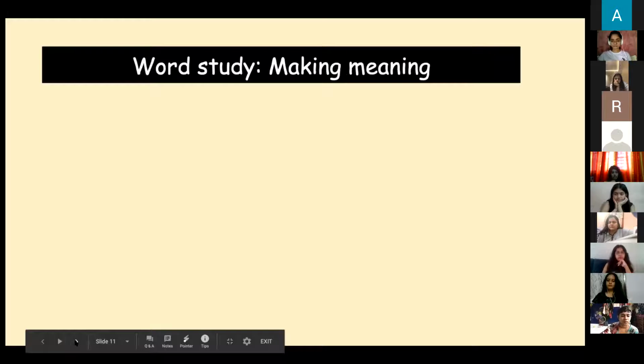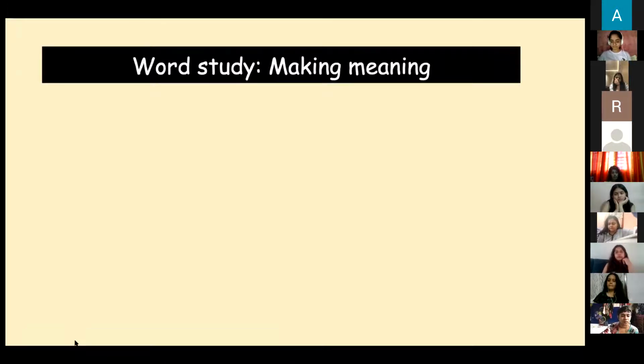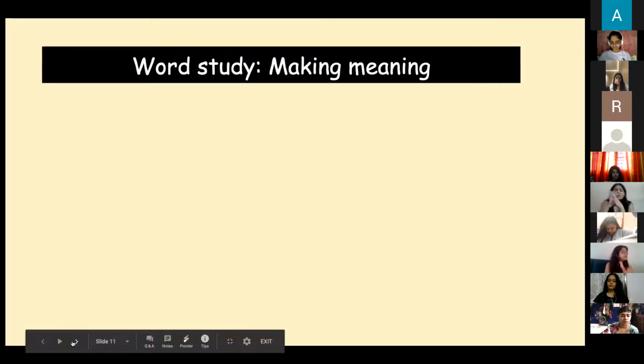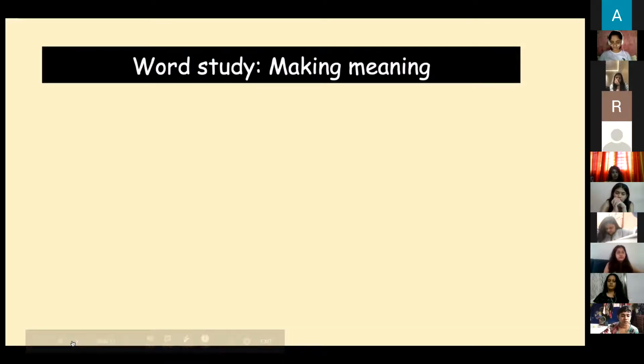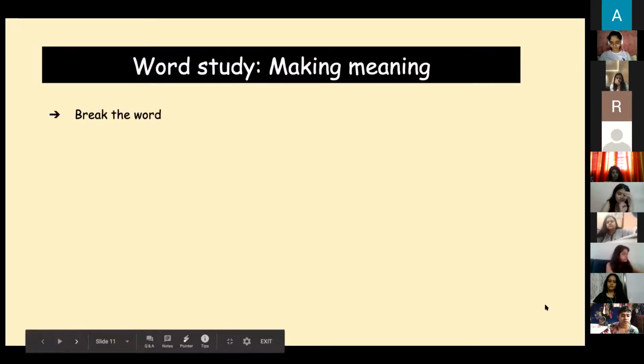All right. Strategy number 2 is making meaning. Now they have broken down the words, right? So they make meaning of that word, because something like fluttering or investigating is too difficult for our kids to understand in the first go. First is breaking down the word. Can anybody come off mute and tell me how they will break down the word?